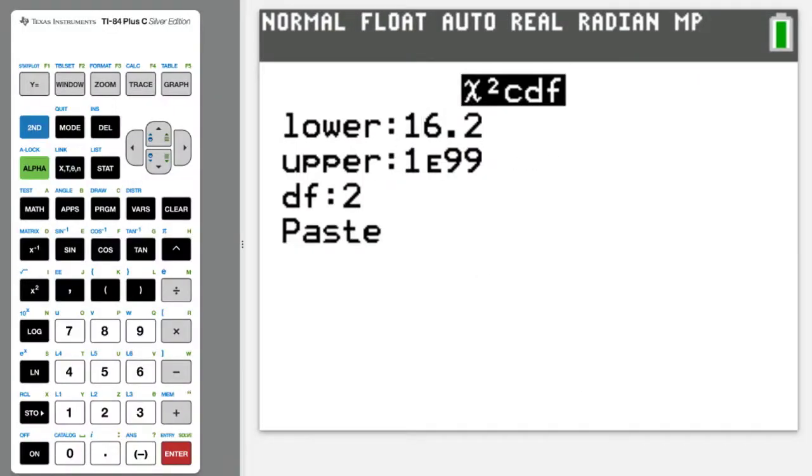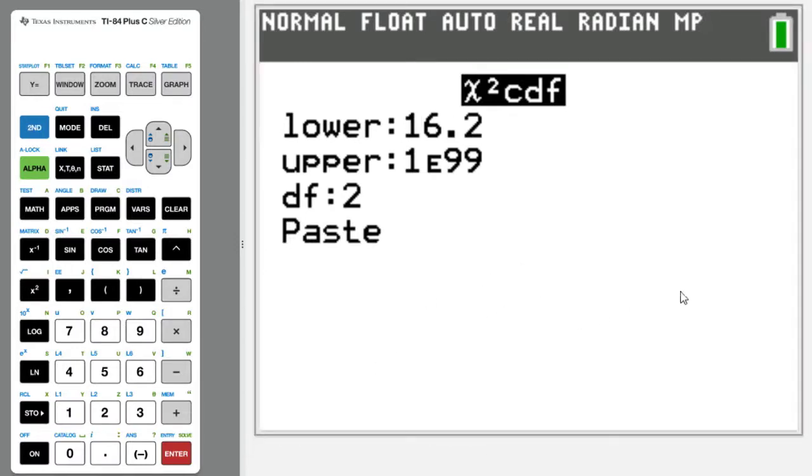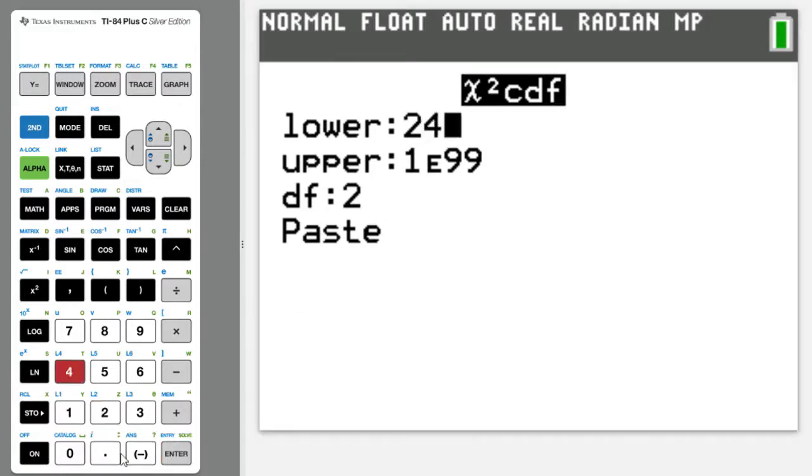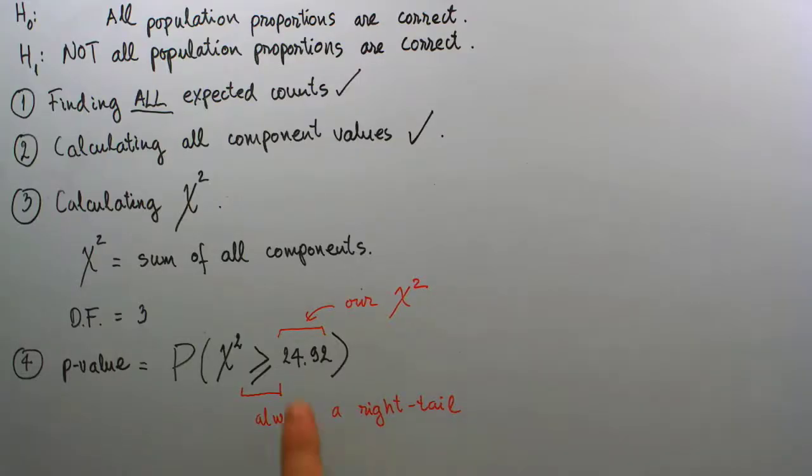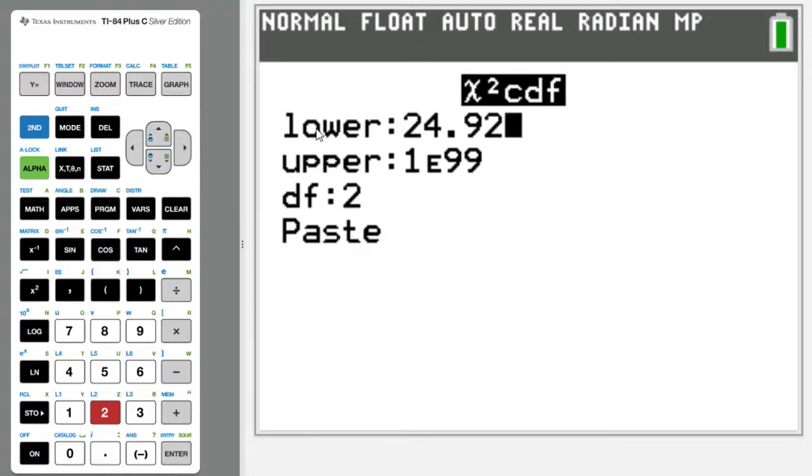On the calculator that I'm planning to use, the lower end would be 24.92. This is because, according to the inequality setup written here, this 24.92, which was our calculated chi-square value, was the low end, and we have an indefinite upper end. So I'm leaving the lower end at 24.92, but for the upper end I am going to enter 1E99.